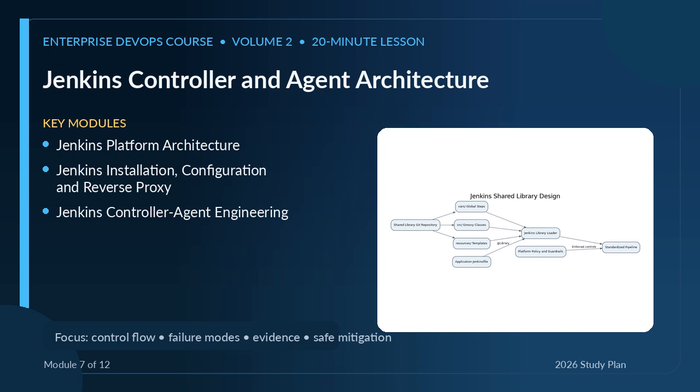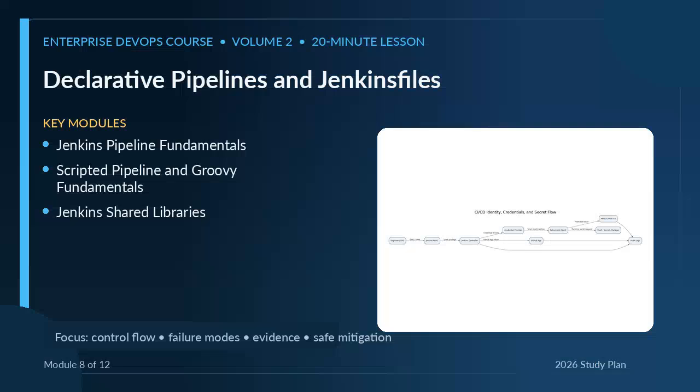The module on Jenkins controller agent engineering establishes the following ideas. Agent design determines pipeline scalability and blast radius. Use labels to express capabilities, not team names. An agent image should be reproducible, patched, and versioned. It should not carry long-lived cloud credentials. In an interview, explain the design choice, the most likely failure mode, the evidence you would collect, and the safest mitigation before making a permanent correction.